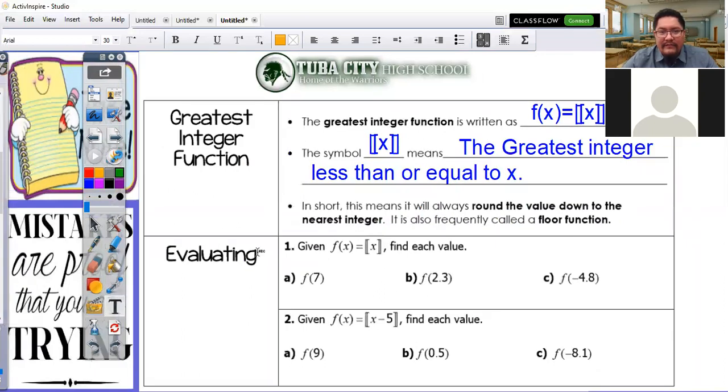Let's go ahead and look at evaluating them. So f of x equals the greatest integer of x. Find each value. All right, so let's go ahead and start with this one here. So f of 7 equals, and in this case, it's just going to be 7 because it says less than or equal to, and 7 is already an integer. Since 7 is already an integer, if we round it down, it just stays where it is. So again, if you were trying to buy dollar sandwiches and you had $7, well, excluding tax, you could buy 7 of them.